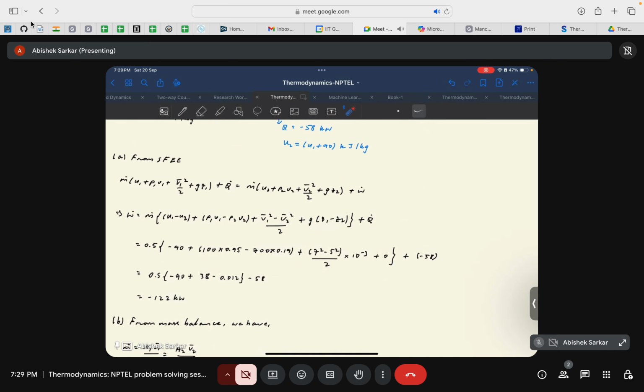Okay, kilojoule per second or kilowatt. That's why a factor of 10 to the minus 3 is multiplied. And this is where most of the students make a mistake: all these terms are in kilojoule per second, but this term is in joule per second. So there is a huge amount of error in the calculations. You need to convert it into kilojoule per second by multiplying it by 10 to the minus 3, and there is no change in the potential energy, so it becomes equal to 0.